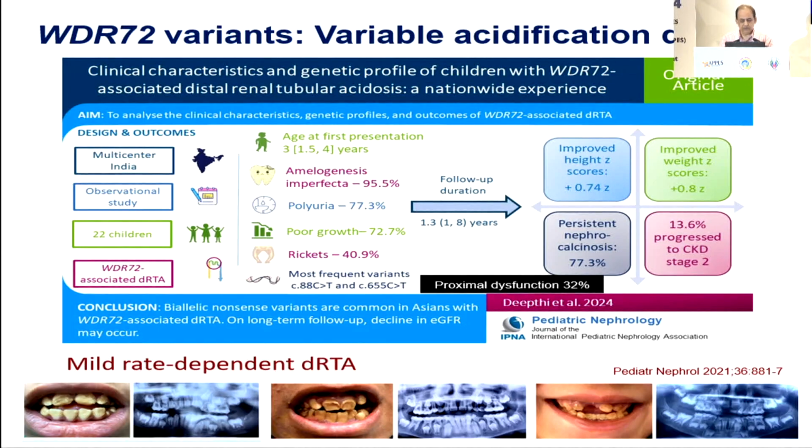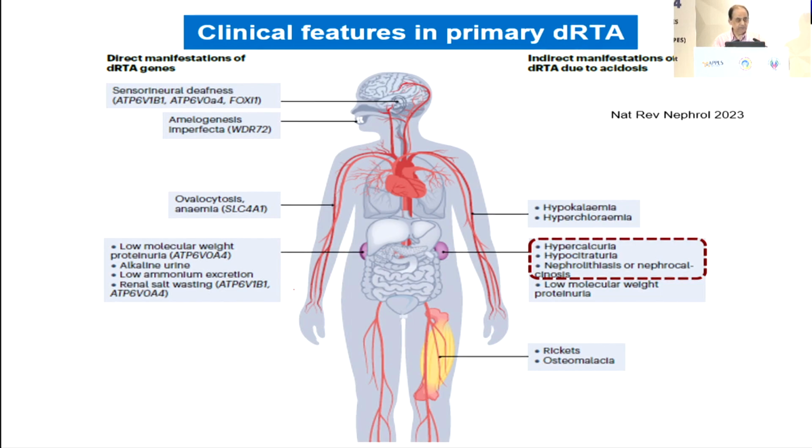And recently, from Pondicherry, Dr. Deepthi published a series of 22 patients from across the entire country, again showing that whenever you have patients with RTA, look at the teeth as well. So patients with distal RTA may have features that are specific to the gene, and we have discussed this already. In addition, there are metabolic defects, chiefly hyperchloremic acidosis and hypokalemia. In addition, many of these patients would show low molecular weight proteinuria, and we'll talk about this in a minute.